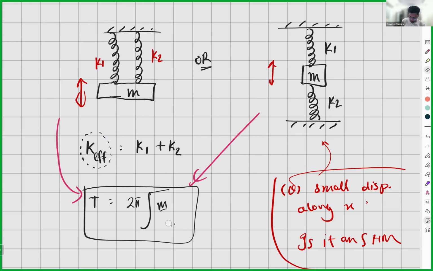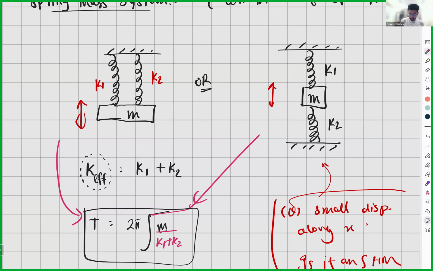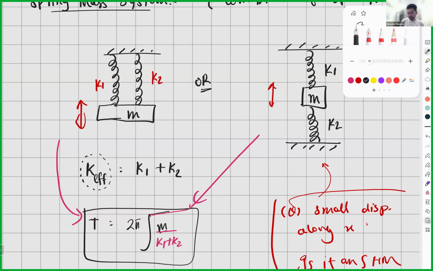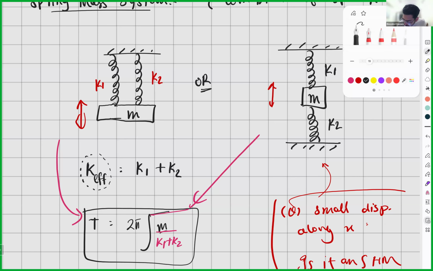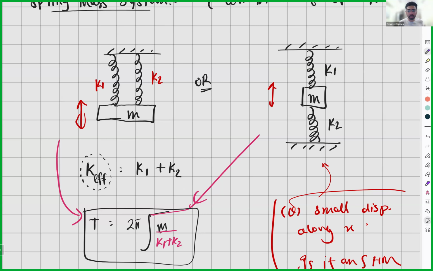So I'll just write k1 plus k2. It will make more sense. So there is a series combination of the springs when you have these kind of arrangements. Now, why does the second system behave like this? Because you imagine displacing the block by y displacement.